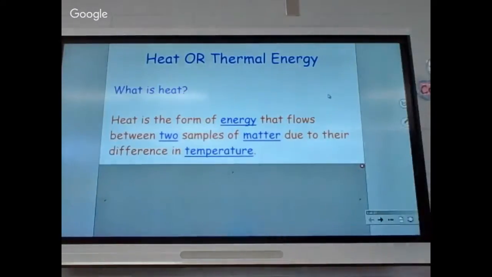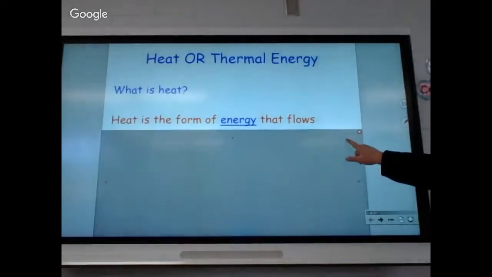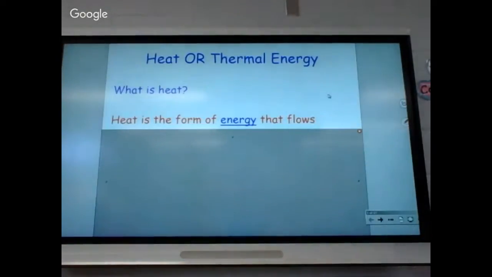Now, we're going to talk about heat today, or thermal energy. In order to talk about heat, we're going to talk about types of heat transfer. Now, what is heat? Heat is energy, first of all. So, let me cover up these last two lines. Just a second. All right? Heat's energy.